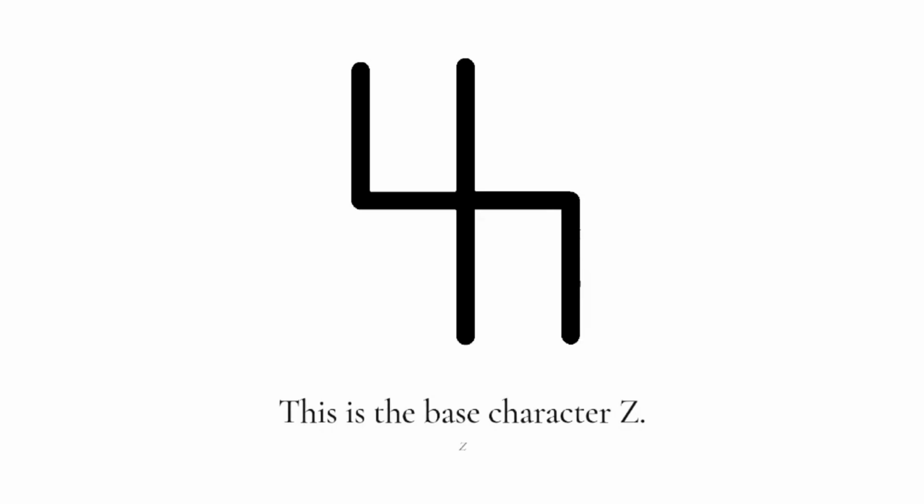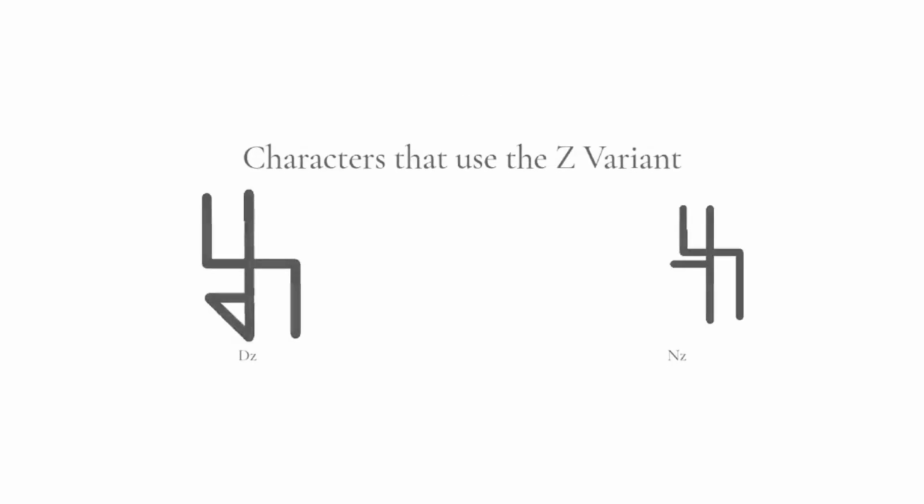The first character we see here is the base character for Z. Now, the next character that we see on the screen is the variant symbol for Z. Z only has one variant, and it is used consistently across all the characters which allow Z to be used on it. And now these are the characters that use the Z variant. We have DZ and NZ.